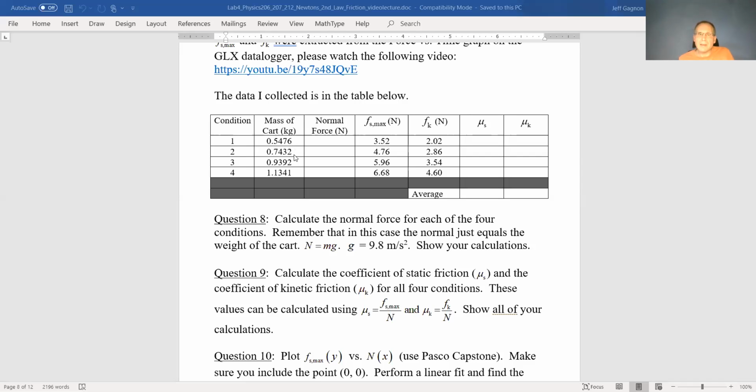These are the masses, right? So I just massed the cart with those different weights on them on the scale. So this is the mass in kilograms. We're going to use SI units for this lab.